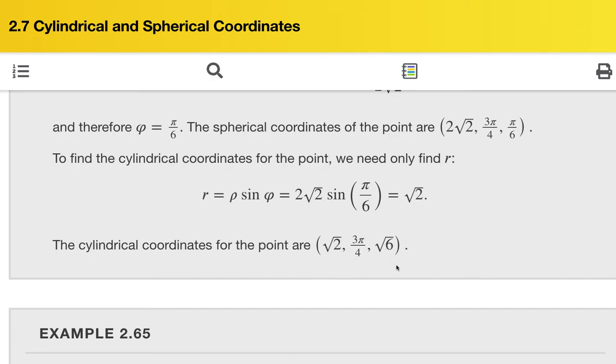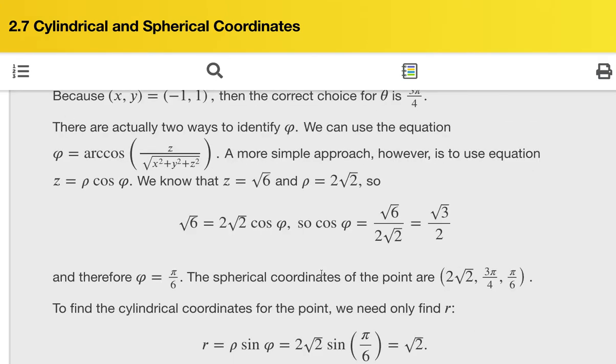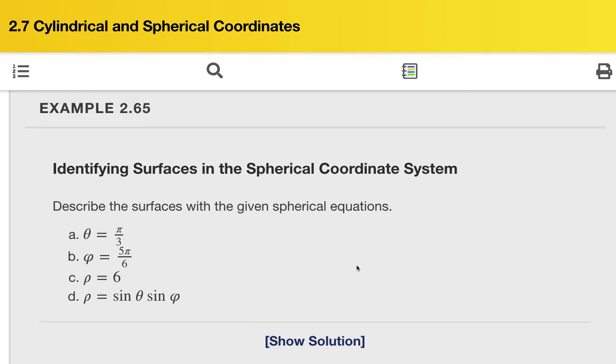Z is the same as given. We are having the ordered triple x, y, z in the rectangular fashion, and we converted it to both spherical and cylindrical. And mostly, this is the bigger part. I just want to explain briefly how we understand the meaning of cylindrical and spherical coordinates. So this is example 2.65.